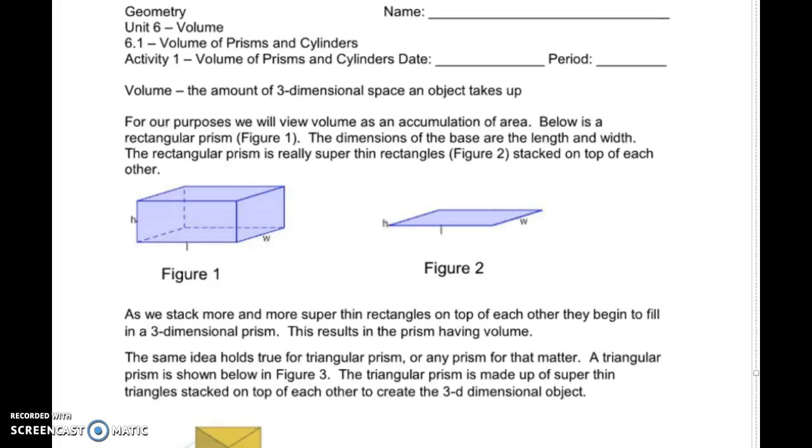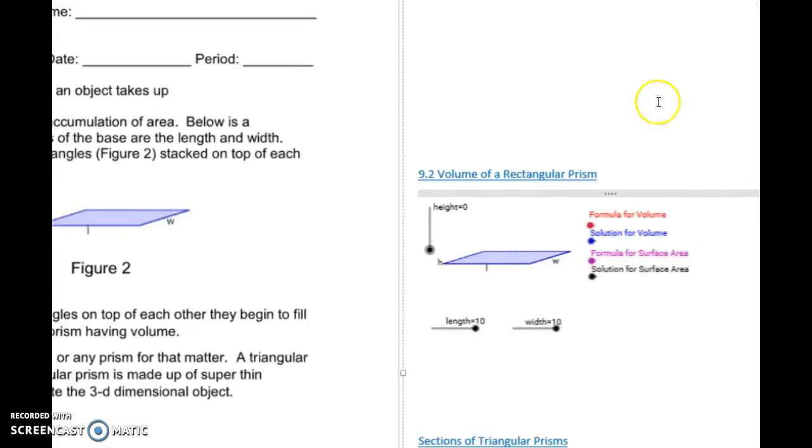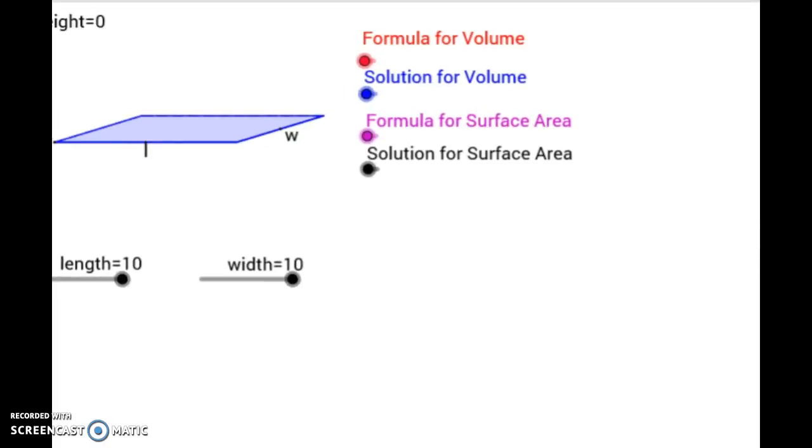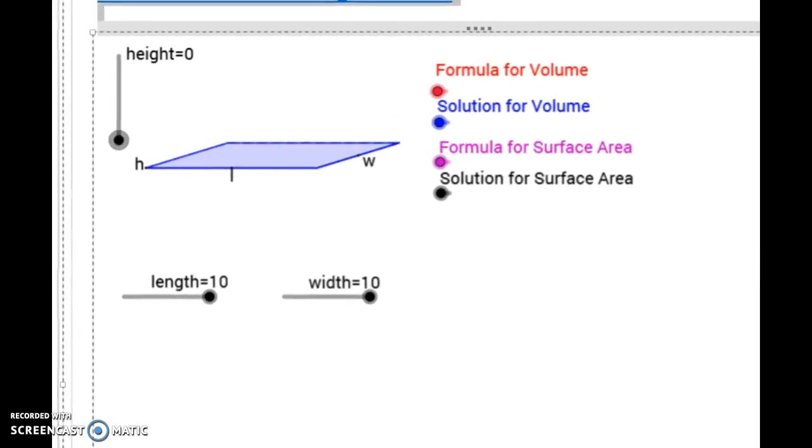So if we take little thin slices of rectangles and stack them on top of each other, eventually what we would get would be a rectangular prism. We're going to explore this little diagram here in depth. This is our little sketch, and we have a rectangular prism with a height of 0, so essentially we just have a rectangle. What we're going to do is start adding on to this height, and we'll create a rectangular prism that will now have a volume.